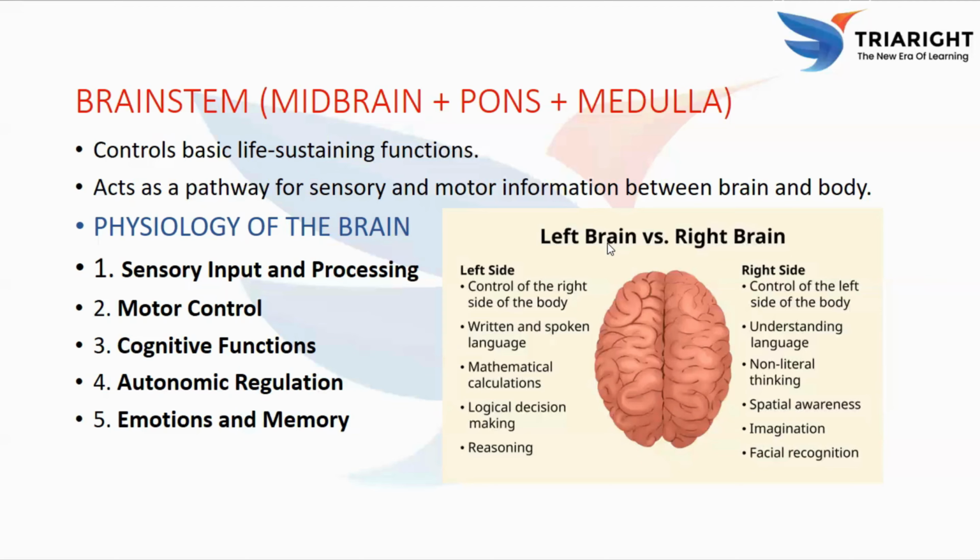So what does the left brain do? It controls the right side of the body. It helps in writing and speaking the language. It also helps in mathematical and logical reasoning. So this makes the sequential decision making. Left brain, which is easy to remember, means logic and language, whereas right brain means creativity and imagination. So these are the functions of the brain.